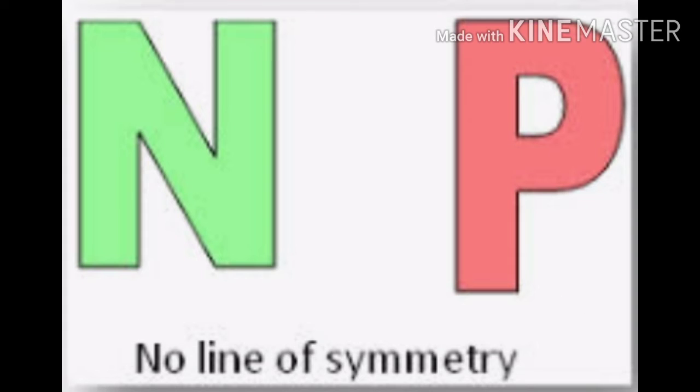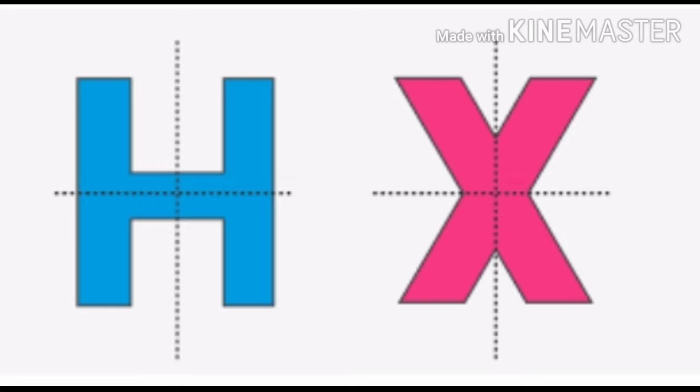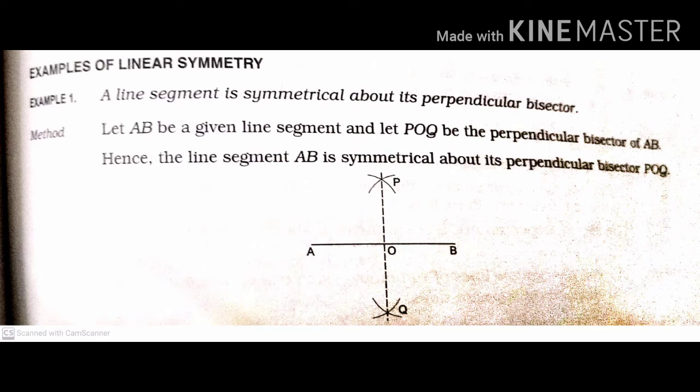Now see this alphabet N and P. It has no line of symmetry because when we fold the cutout of N or P into two equal halves, you will see that one half is not coinciding with the other half. Similarly, see H and X, they have two lines of symmetry. One is vertical and the other is horizontal, right? Now see this example. This is a line segment AB of, let's suppose, 6 centimeters.